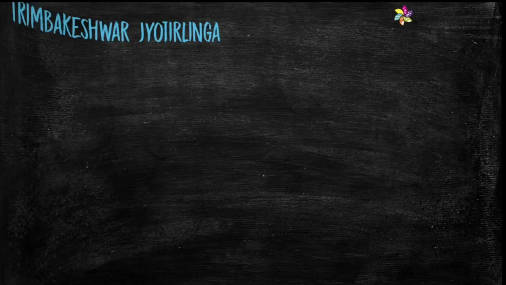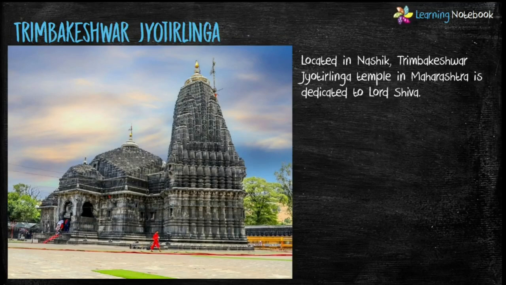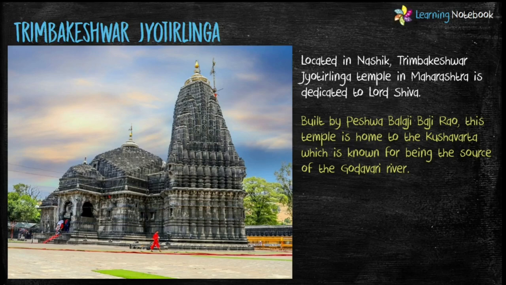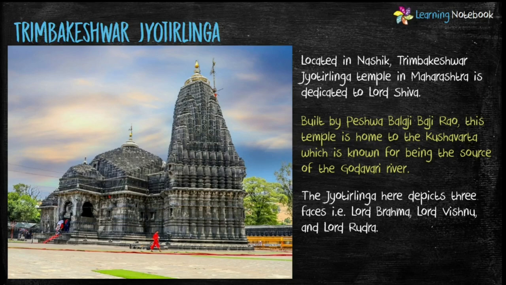The last religious place of Maharashtra is Trimbakeshwar Jyotirlinga. Located in Nasik, this temple in Maharashtra is dedicated to Lord Shiva. The Jyotirlinga here depicts three faces, that is Lord Brahma, Lord Vishnu and Lord Rudra.